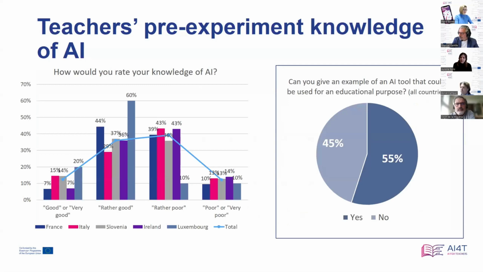Regarding the knowledge, we see a moderate level of knowledge of AI. Most teachers, when asked how they would rate their knowledge of AI, answered either rather good or rather poor. So they self-assessed as having a moderate level of knowledge of AI. And an important result also that we saw is that at the beginning of the experiment, almost half of the teachers indicated that they did not know, they could not give an example of an AI tool that could be used for an educational purpose. So it indicates that they did not have a very concrete view of the AI tools that existed at the time.